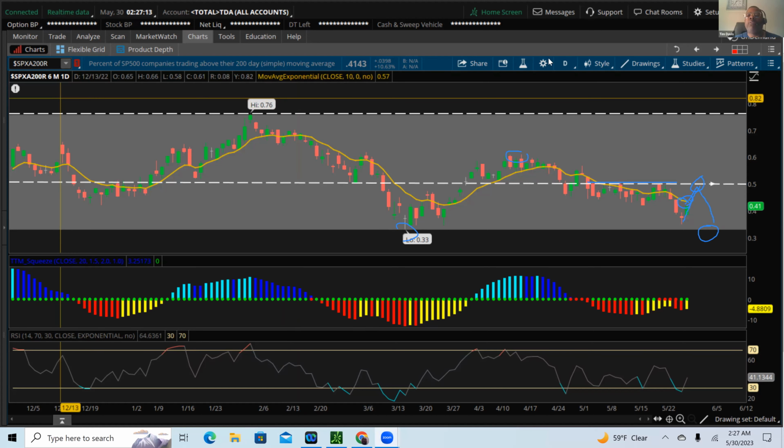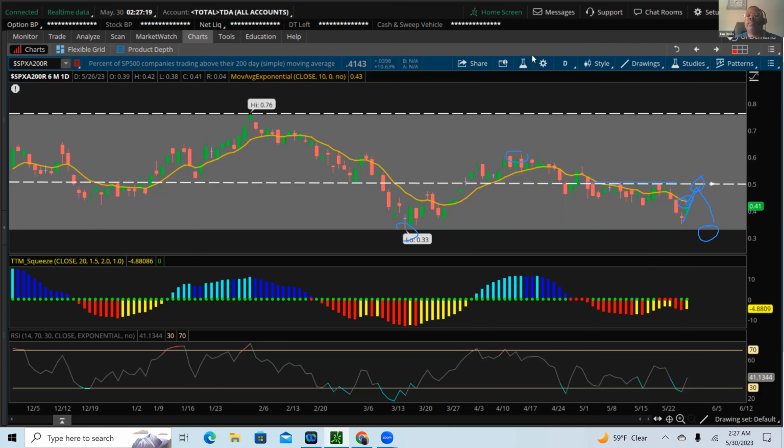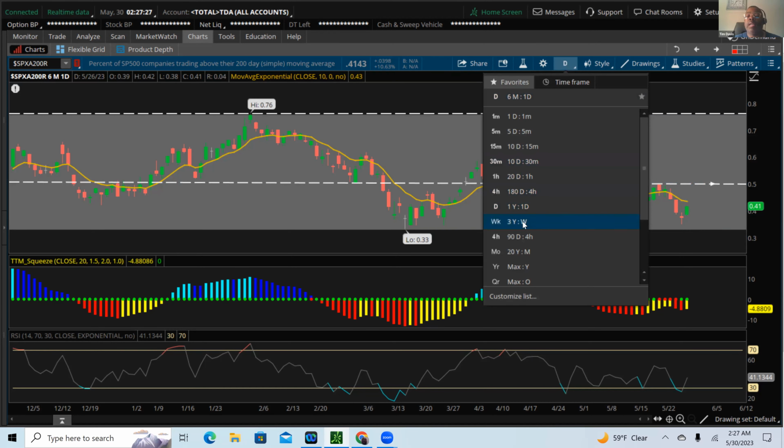And if we look at a weekly chart of this tool, it also shows us, and I'm going to get rid of these lines first before I do that. Get rid of these drawings that I just drew. And let's switch to a weekly chart. And I'm going to look at a monthly chart too.